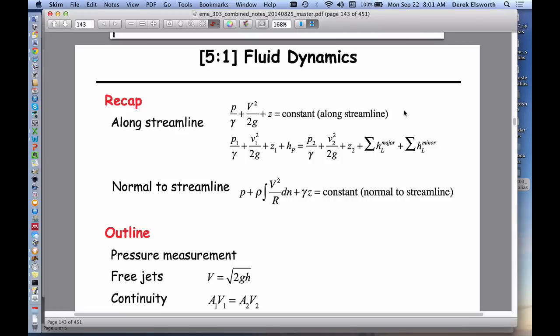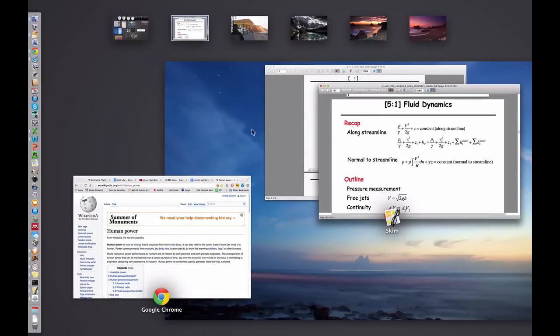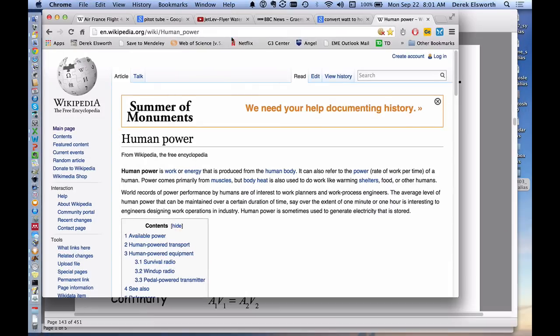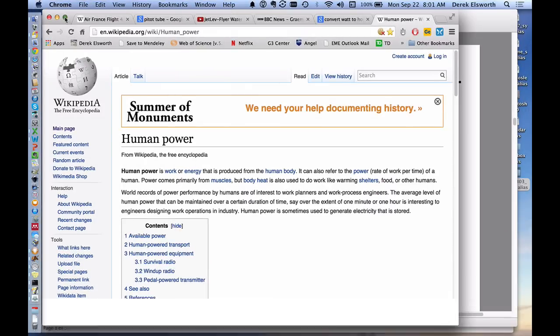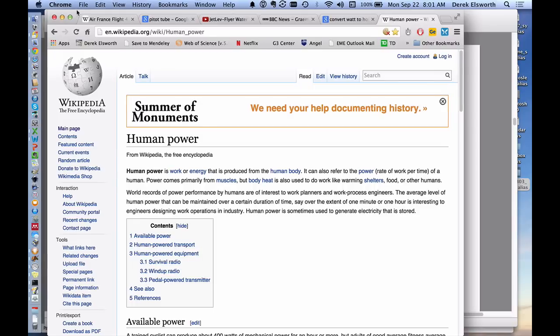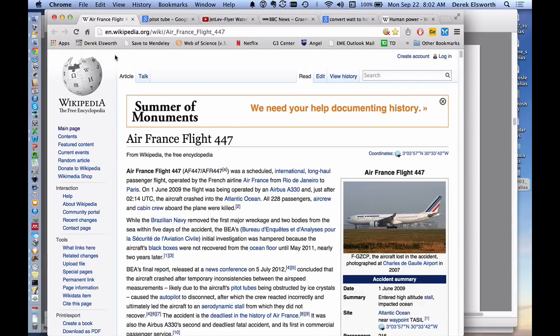So you will recall that we're talking about fluid dynamics. Specifically, we're talking about Bernoulli's equation and how we can use that in some useful ways. So let's just, as is our protocol, talk about some of these things. We talked about Pitot tubes.